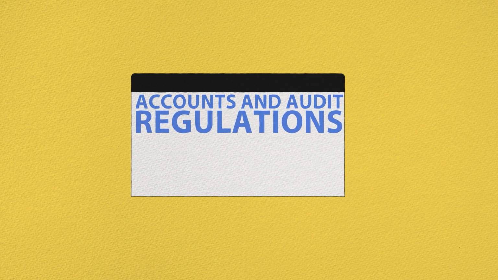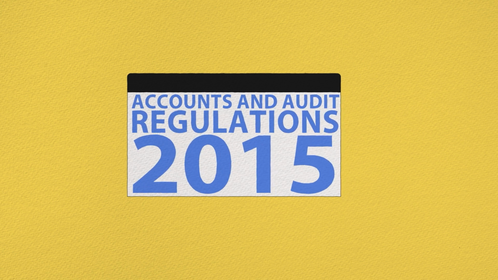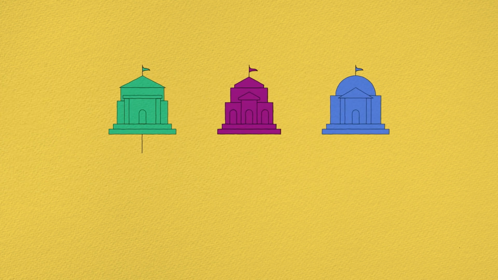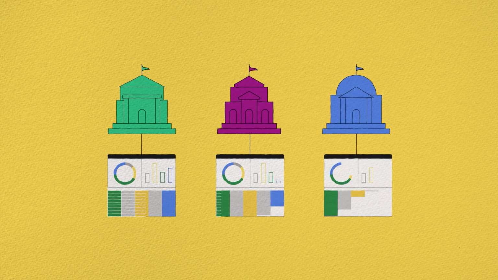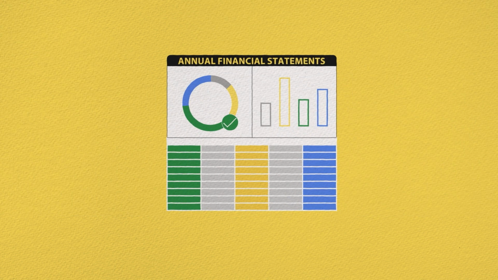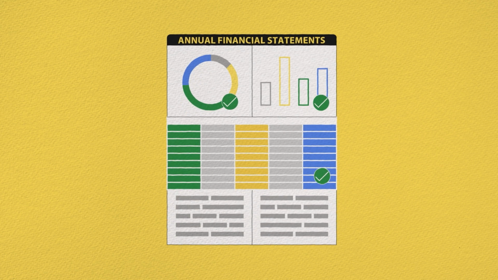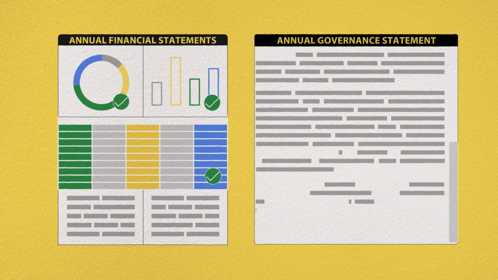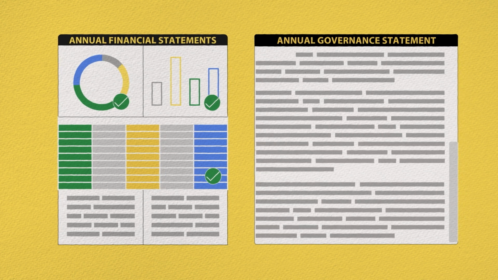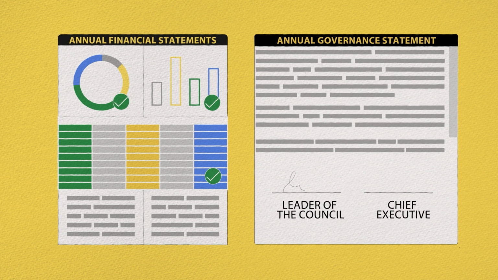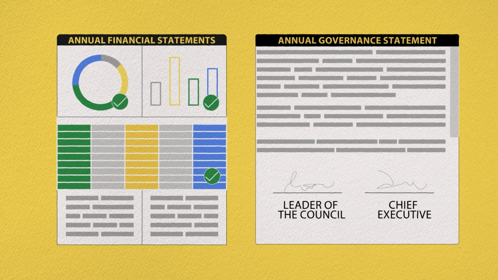Accounts and Audit Regulations 2015. These regulations include the requirement for every council to prepare annual financial statements, in accordance with proper accounting practices, which should include a narrative statement commenting on the council's financial performance. An annual governance statement, which summarises the governance arrangements of the council, must also be published every year.